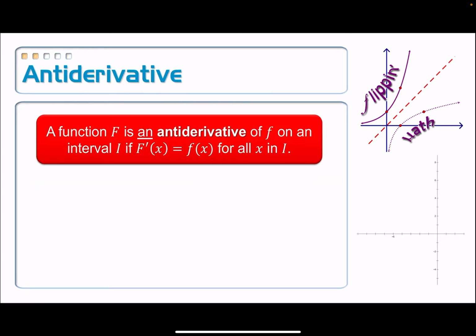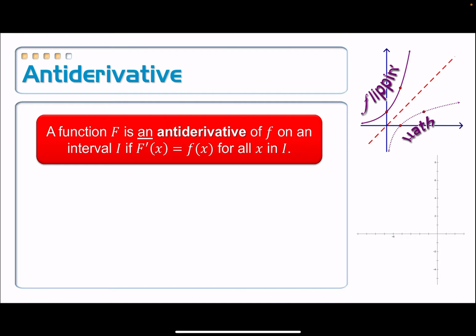Okay, so here is a formal definition of antiderivative. A function capital F is an antiderivative of f on an interval I if the derivative of capital F of x is equal to f of x for all x in that interval I. We use capital F to denote an antiderivative. I have my function f of x, which is really a differential equation, and I want to work backwards to find its antiderivative. I capitalize that function, which is usually what we do. If I take the derivative of capital F and get the original function f, then F must have been an antiderivative.